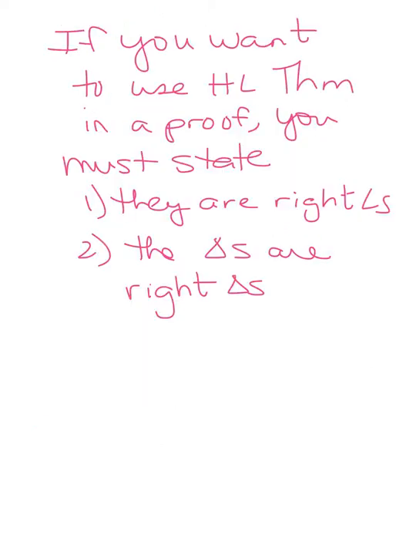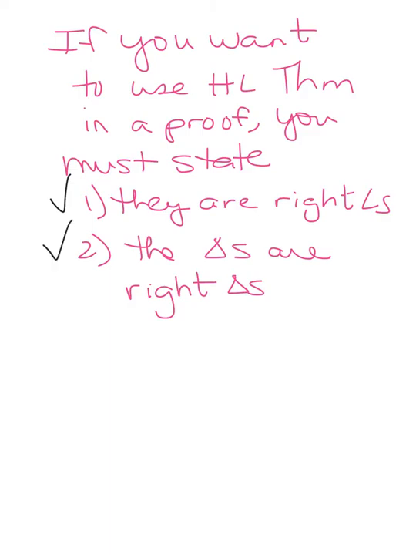Something that you have to make sure you're paying attention to and noting when you're doing a proof using the HL theorem is you can only have a hypotenuse if you have a right triangle. And you can only have a right triangle if you have a right angle in your triangle. So if you're going to use the HL theorem in your proof as a reason to show congruency, you have to make sure somewhere that it states that there's a right angle in the triangle and that the triangle is a right triangle.